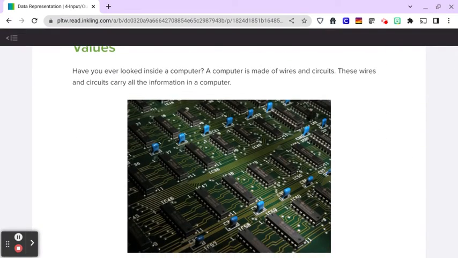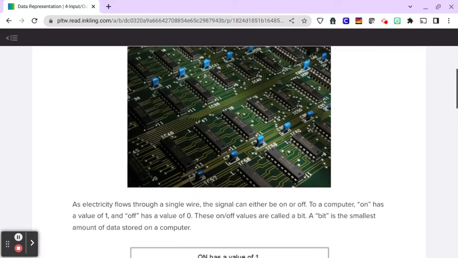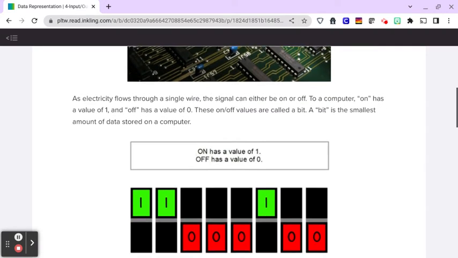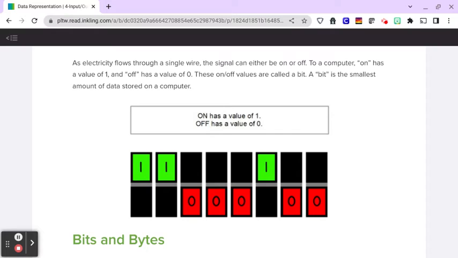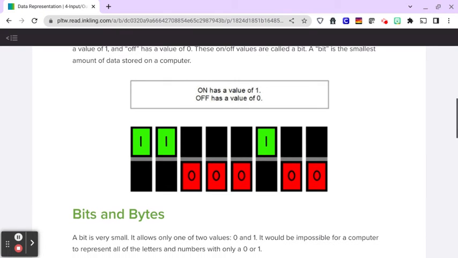Have you ever looked inside a computer or even a phone? A computer is made of wires and circuits. These wires and circuits carry all the information in a computer. As electricity flows through a single wire, a signal can either be on or off. To a computer, on has the value of 1 and off has the value of 0. These on-off values are called a bit. A bit is the smallest amount of data stored on a computer. On has a value of 1, off has a value of 0.